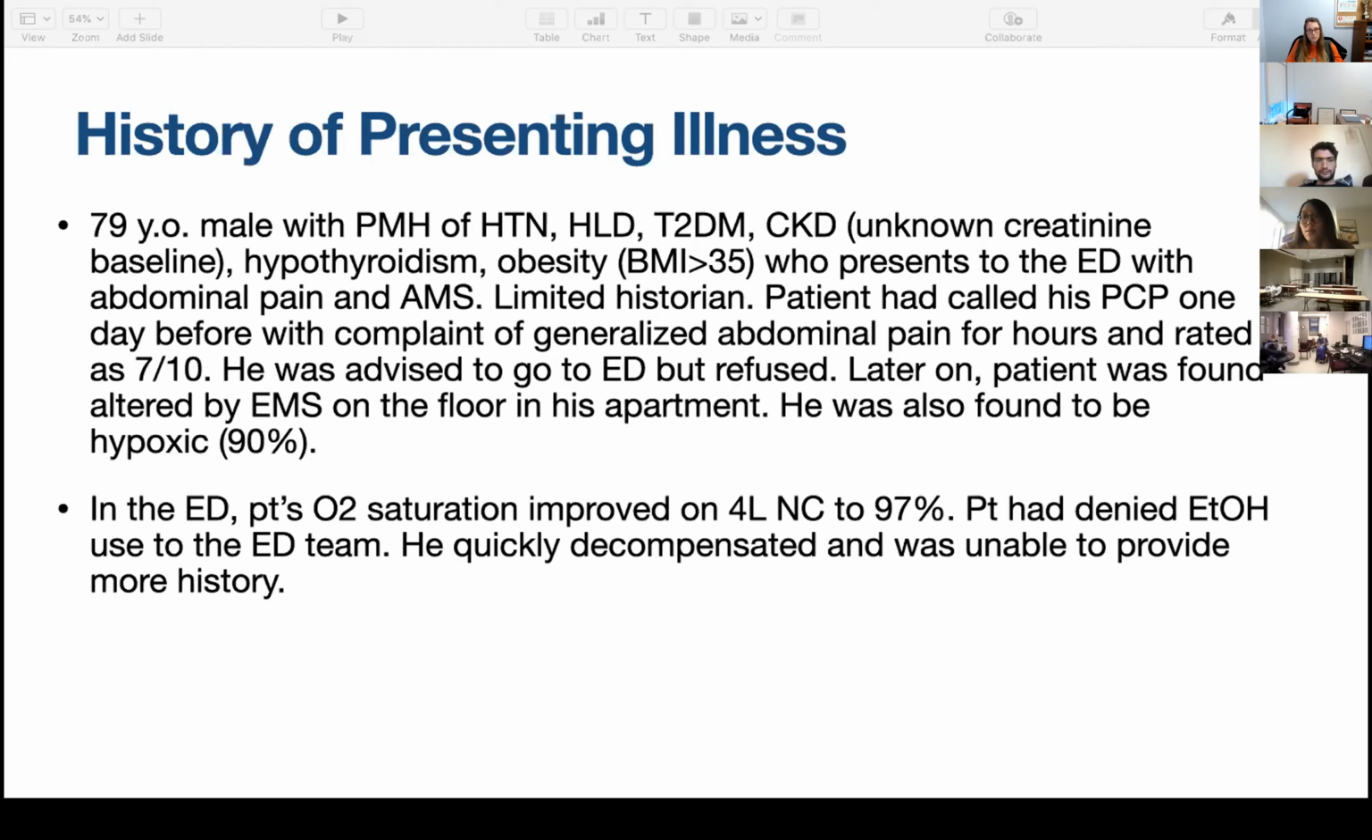And later on, he was found by EMS that he was altered, ended up on the floor in his own apartment. And also back then, he was found to be hypoxic with 90% saturation on room air. And in the ED, his saturation improved on 40 liters of nasal cannula to 97%. And he initially denied any history of alcohol use when he was more lucid back then. And then he quickly decompensated and could not provide any more history. He ended up becoming AO times one, only to his name, not to time or location.